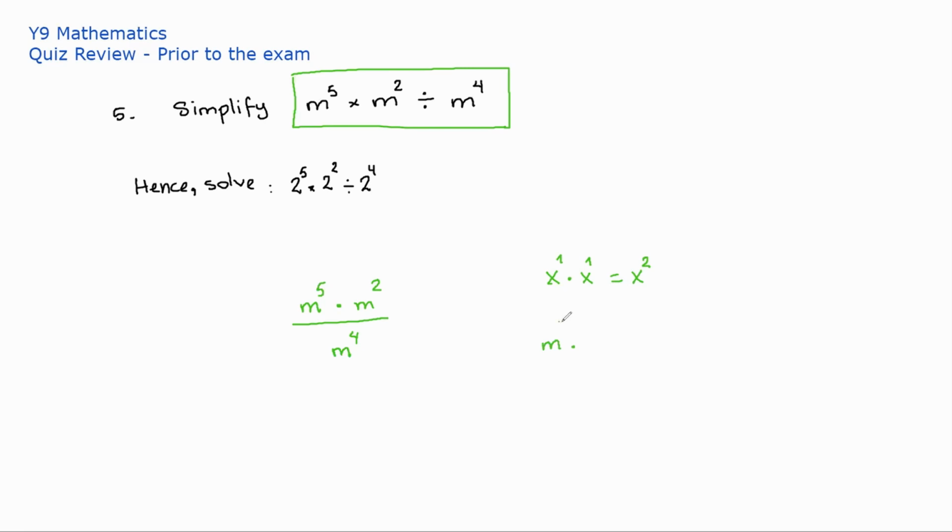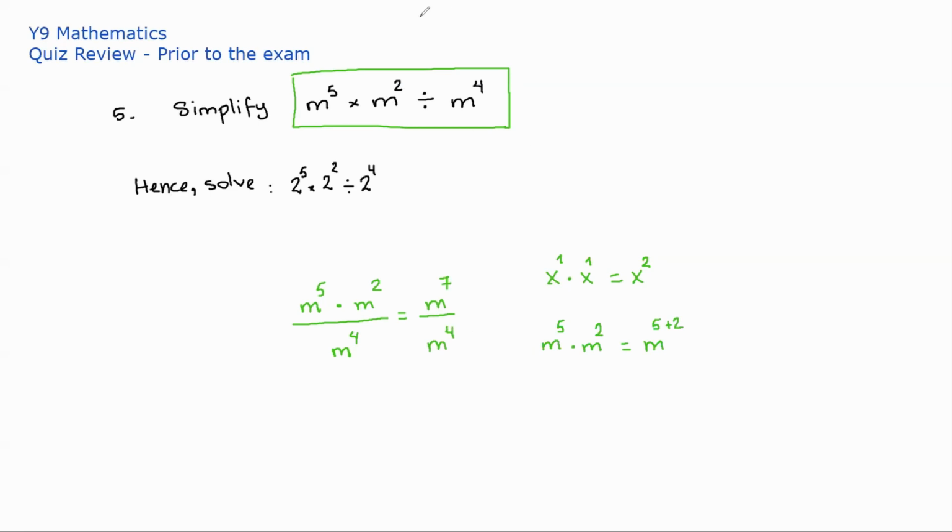M to the power of 5 is multiplying m to the power of 2 on top. So what I can do is leave only one m and add 5 plus 2. So here I can write it as m to the power of 7, which is 5 plus 2, divided by m to the power of 4.